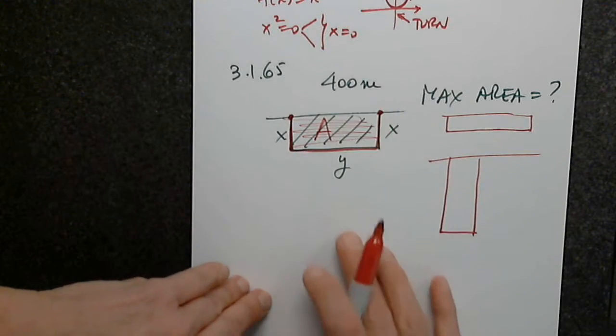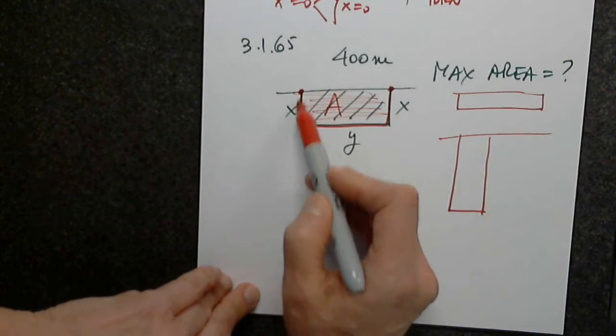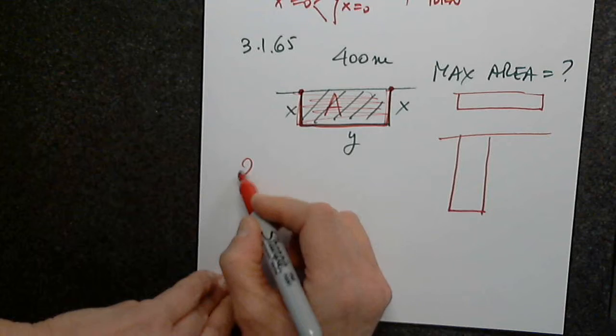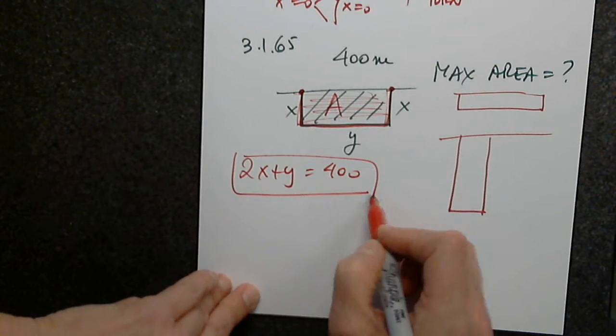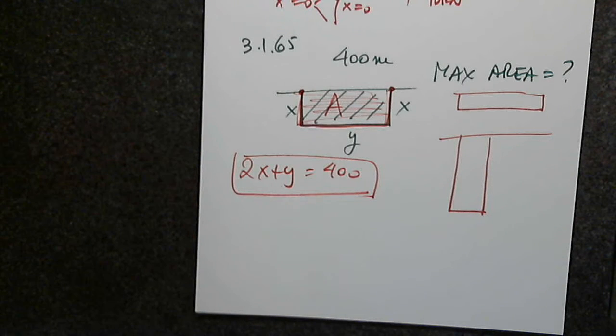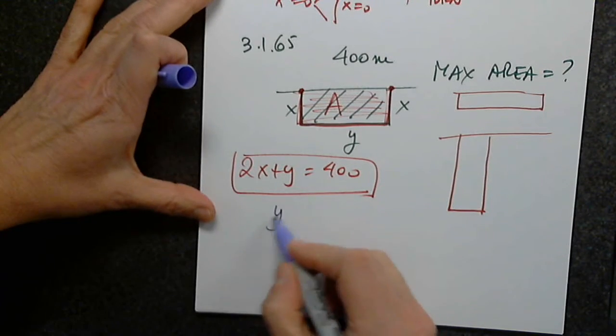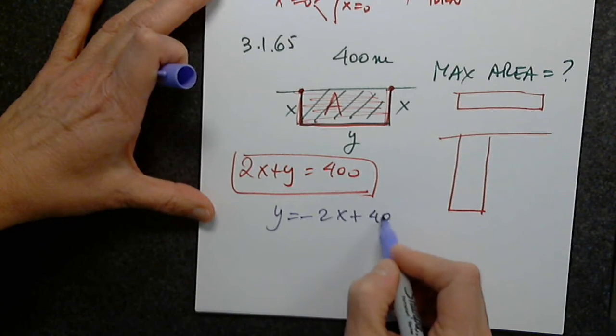So if I'm using the entire 400, then obviously x plus y plus x, 2x plus y, will equal 400. Would you agree with this? At this point, we don't know what the length is. We don't know what the width is. We want to determine them in order to guarantee a maximum possible area. Yes, I will solve for y, which is negative 2x plus 400.